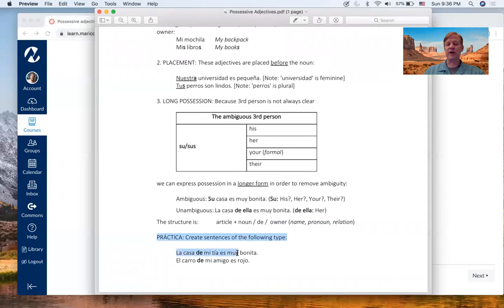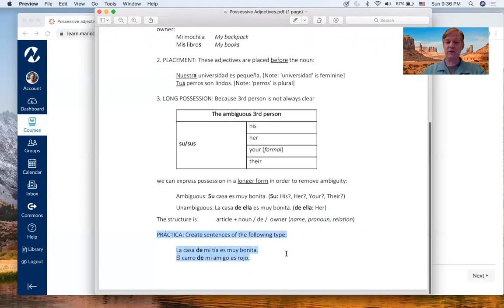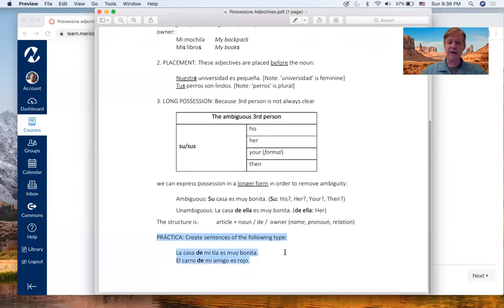We will do some practice. I wasn't sure if we had space to add anything there. We're going to try to create sentences with the family vocabulary that we learned in this module. So for instance, la casa de mi tía, my aunt's house, la casa de mi tía es muy bonita. El carro de mi amigo es rojo. And so try your hand at some of those sentences long form.